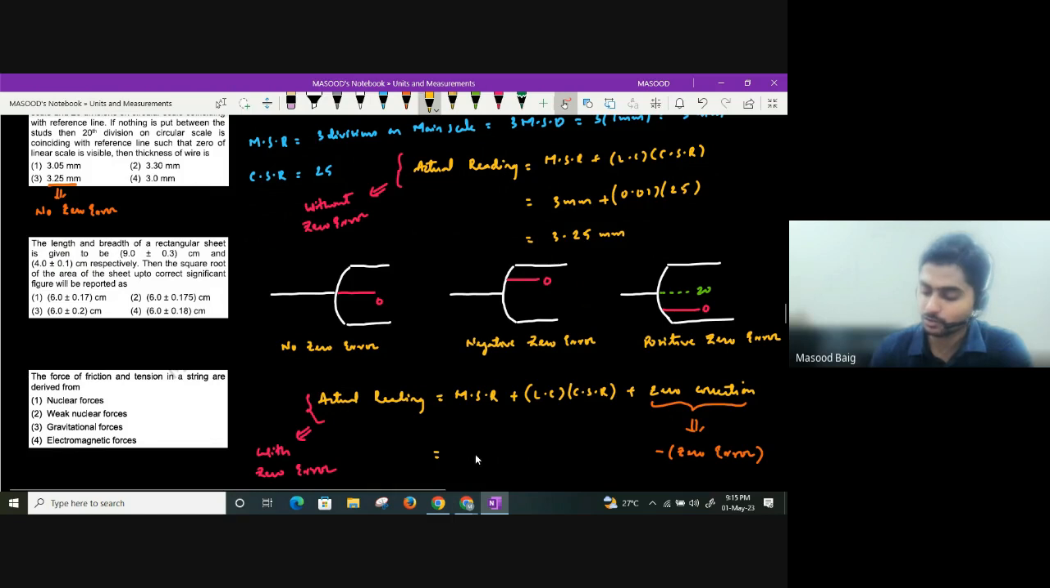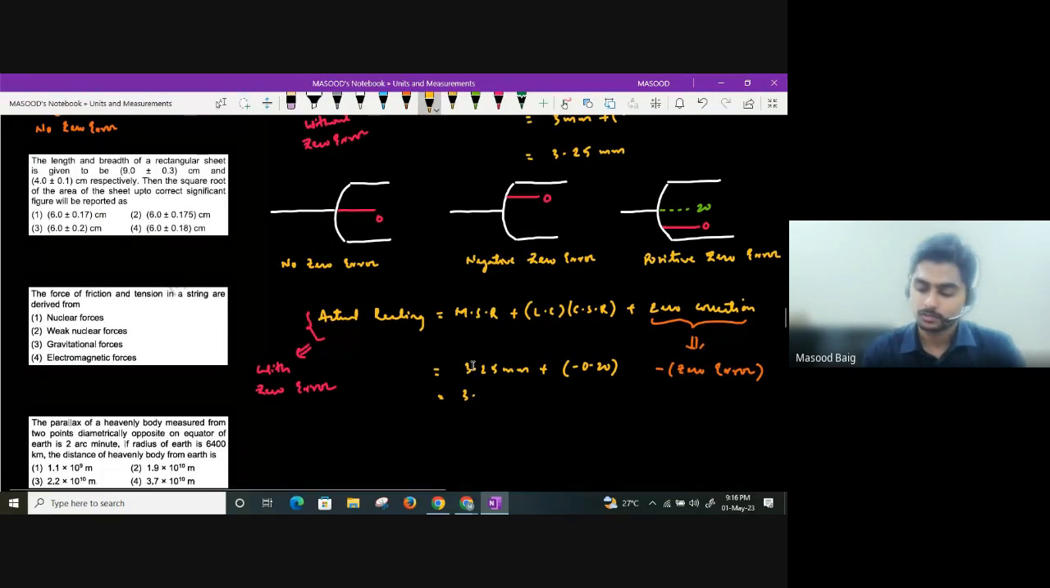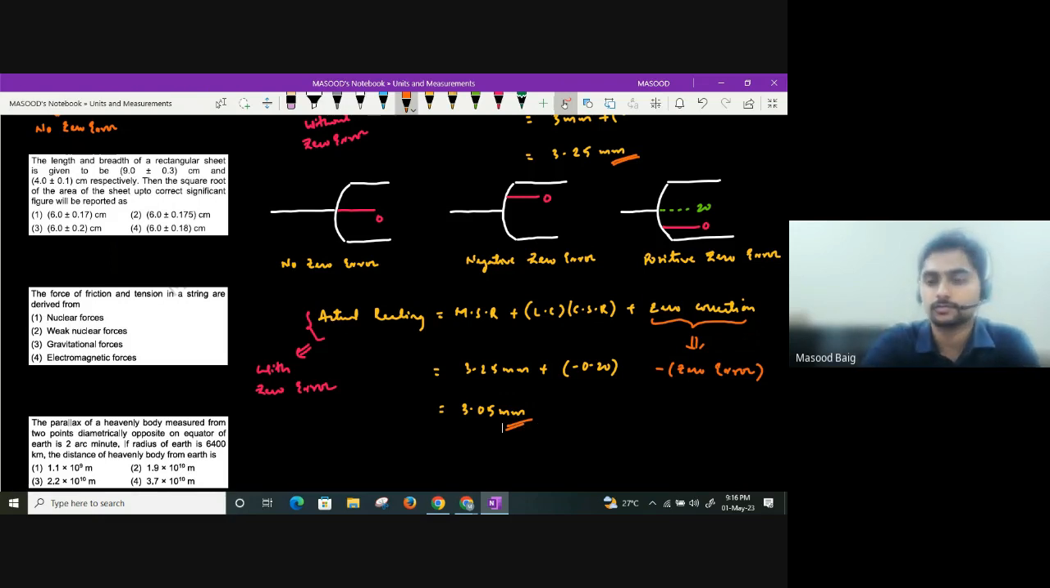So what are we going to get? This value we already got as 3.25 mm, plus the negative correction, which means minus of 0.20, which will be, how much, guys? You can consider it will be 3.05 mm. I'm going to get it as 3.05 mm. This will be the reading with zero correction. Clear, all of you?